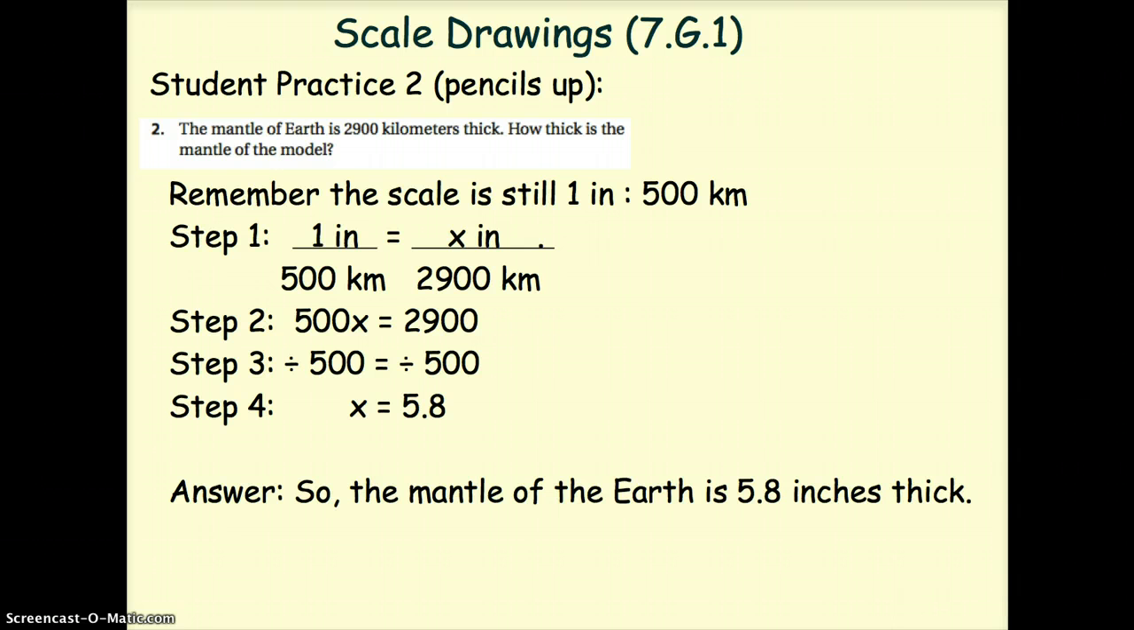Okay, we're going to go ahead and stop there for today. Go ahead and check over your answers. Make sure you understand how to find the model or the actual when you're given the scale factor. Remember, you're always setting up your fractions with model on top, actual on the bottom. Model in the numerator, actual in the denominator.